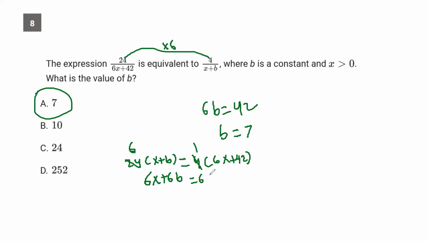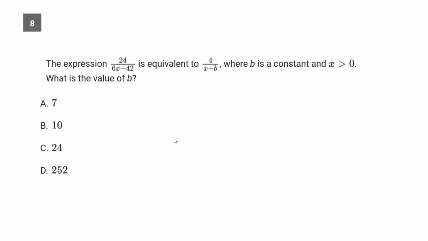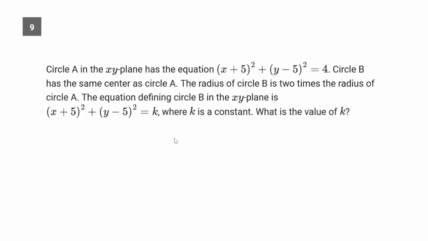Equals 6x plus b, or plus 42. And then 6b equals 42. B equals 7. Okay. But again, if you can find the pattern, I'll save you some time. Okay, this is going to be one we haven't done so far.